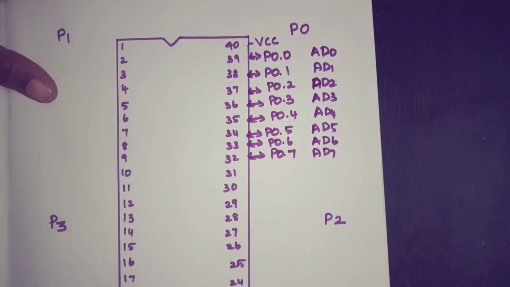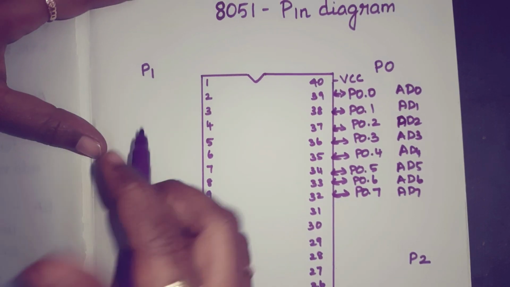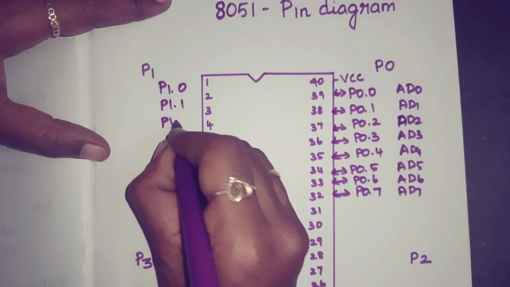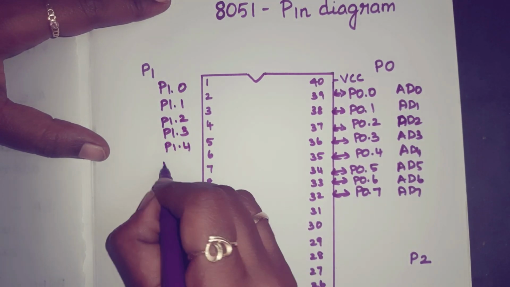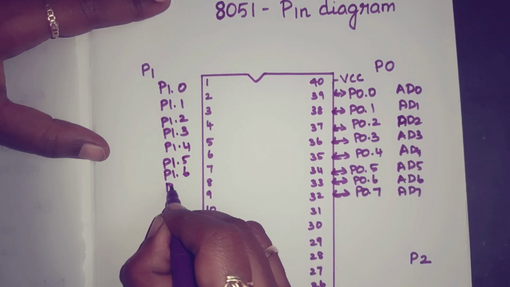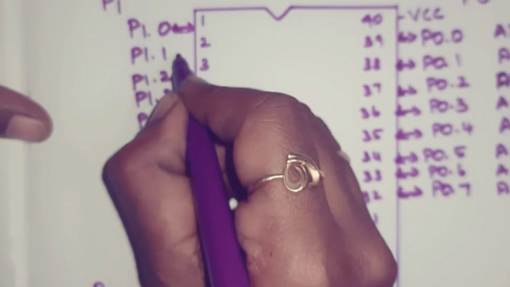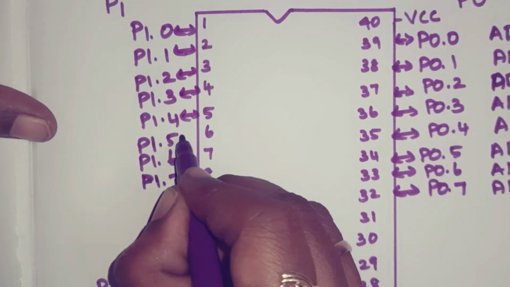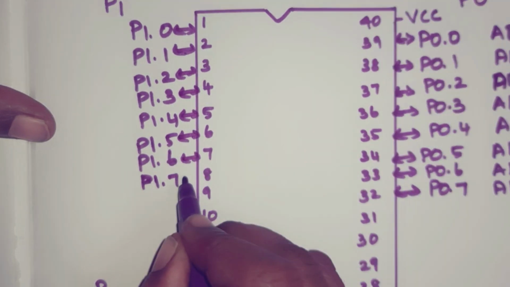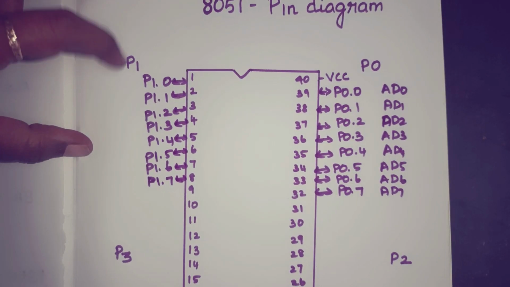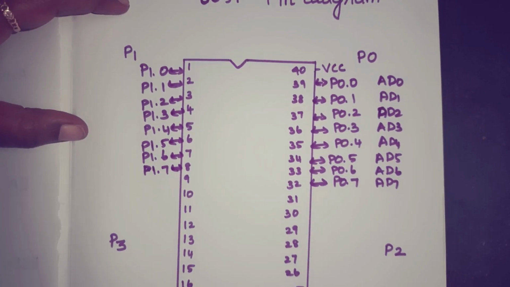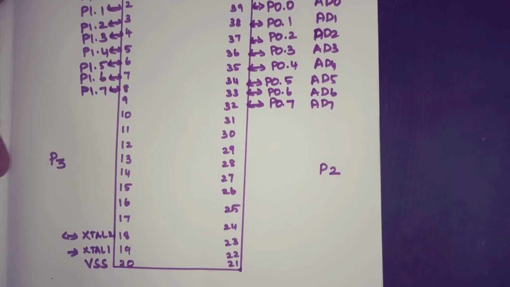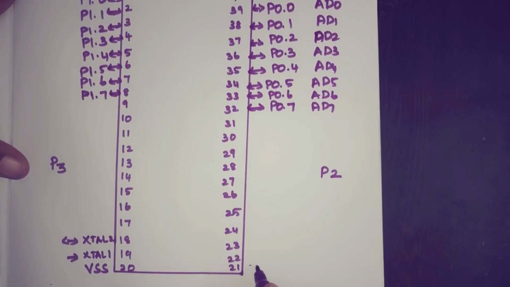So next one, P1. P1, start from here, P1. Here are bidirectional I/O pins. And this port 1 is a dedicated I/O pin. It has no other special functions. And next one is port 2. So you have to start from the last pin, that is 21. So you have to start from here.